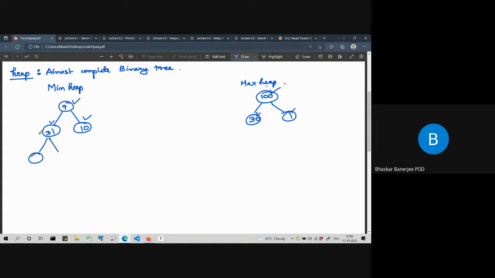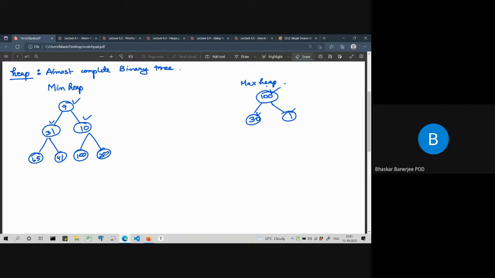since this is a min heap and 31 is smaller, I can put any value which is larger than 31. So let's say I put 65, 41. Here 10 is the smaller value, so any value which is larger than 10. Let's say I put 100 and let's say I put 200. Fine. So this is a heap.